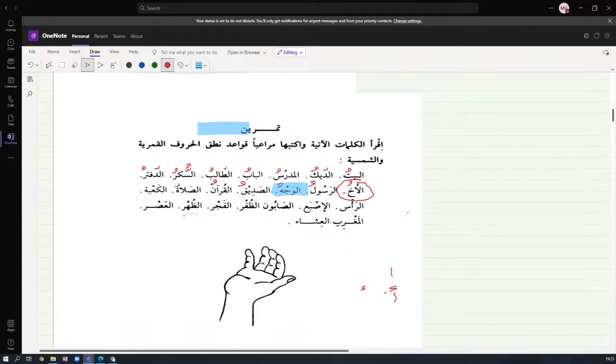Okay, you've been playing around with your settings too much. As-salatu. Umar, is it a sun letter or a moon letter? Sun letter. I think you got the reverb on your mic. الصلاة. What does الصلاة mean?